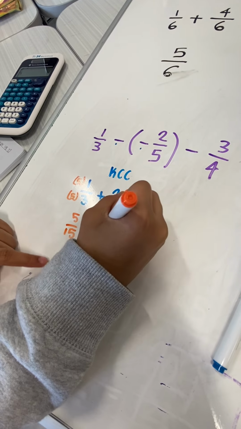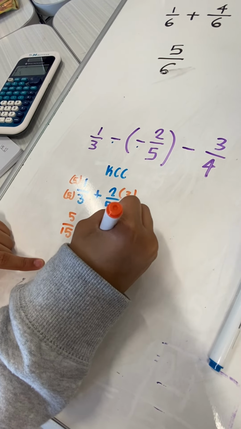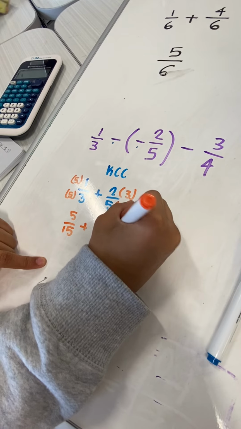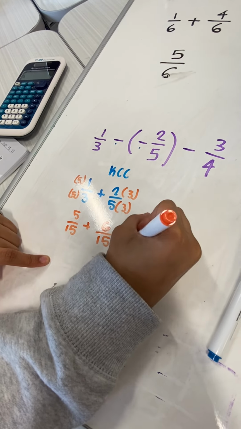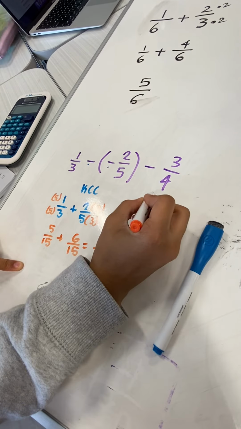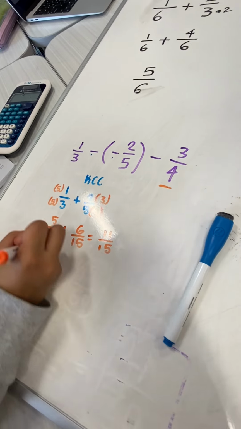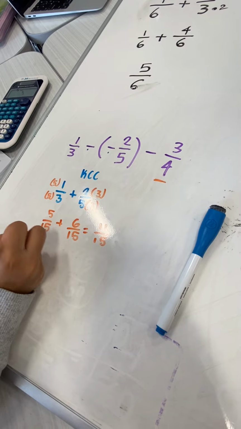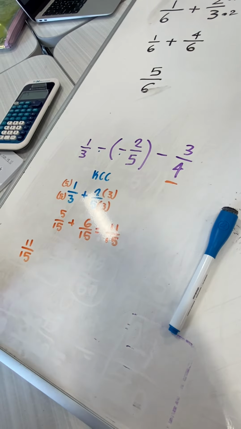plus 6/15. And this gives us 11/15. And then what are you going to do next? Then you have to add in this. So then we'll do 11/15.